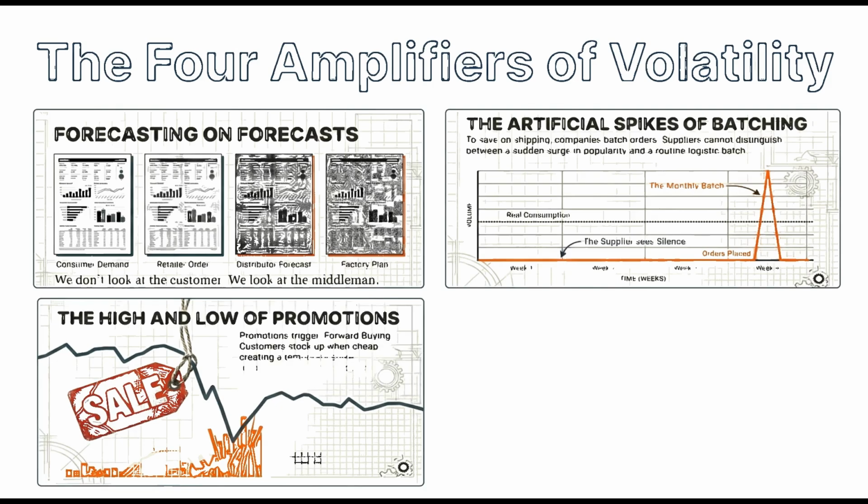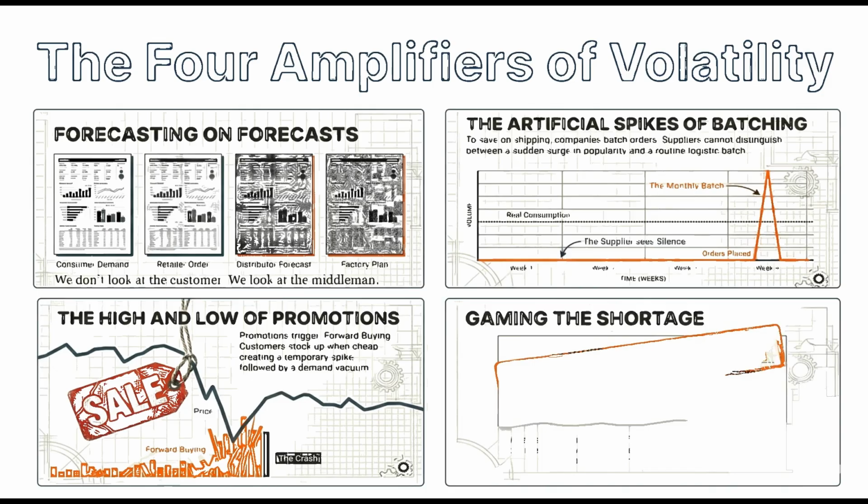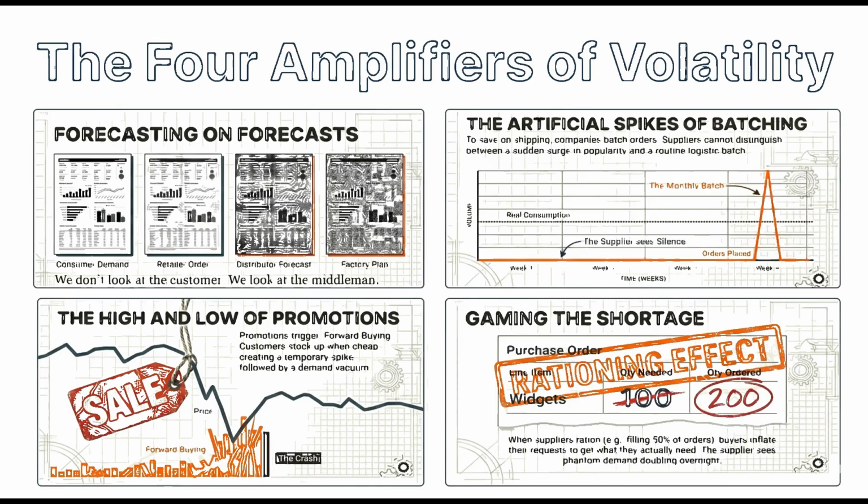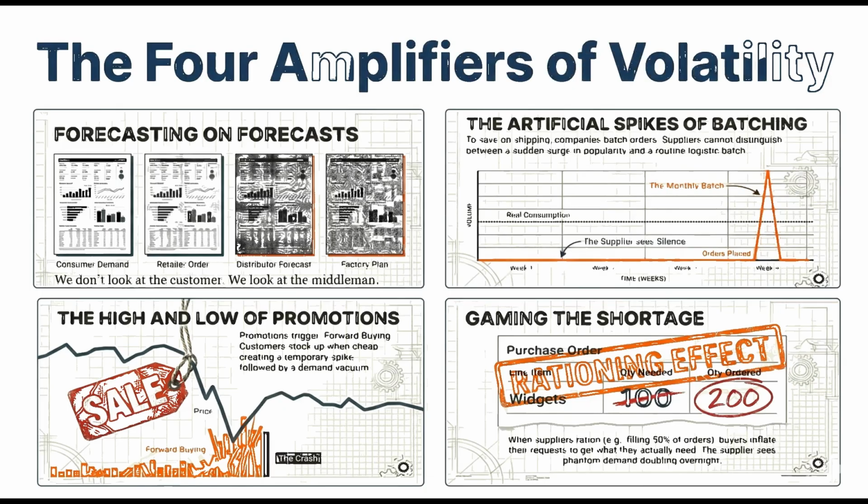Cause number 2, order batching. Companies batch orders weekly or monthly to save costs. This creates artificial spikes. Suppliers see nothing, boom, massive order, then nothing. They can't tell if demand is rising or it's just batching. Cause number 3, price fluctuations. Promotions cause forward buying. Buyers stock up when prices drop. This spikes demand during promotions, then crashes after. Manufacturers just see volatile demand.